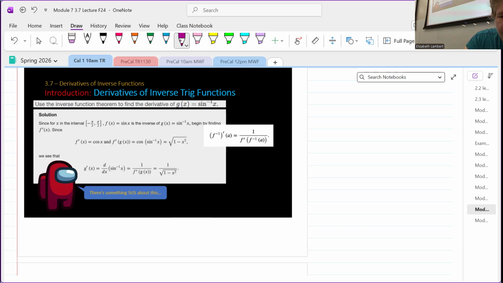Now, when I look at my inverse function, inverse sine of x, I'm defining my original function as sine of x. So if f of x is sine of x, then g of x, being the inverse, is inverse sine of x, or arc sine of x. So the first step is figuring out what the derivative of the original function was. The original function is sine of x. So our derivative of that is cosine of x.